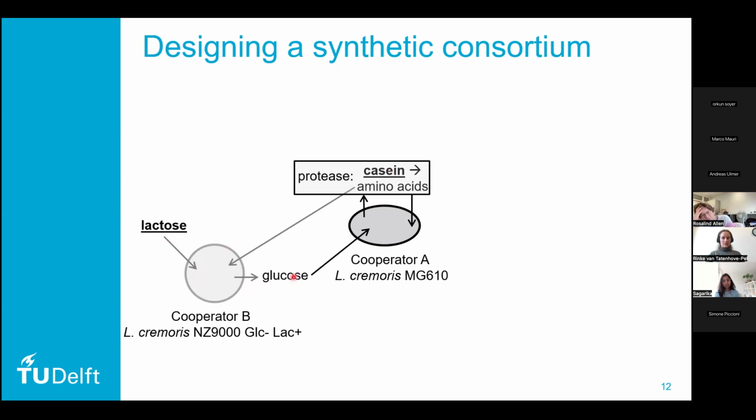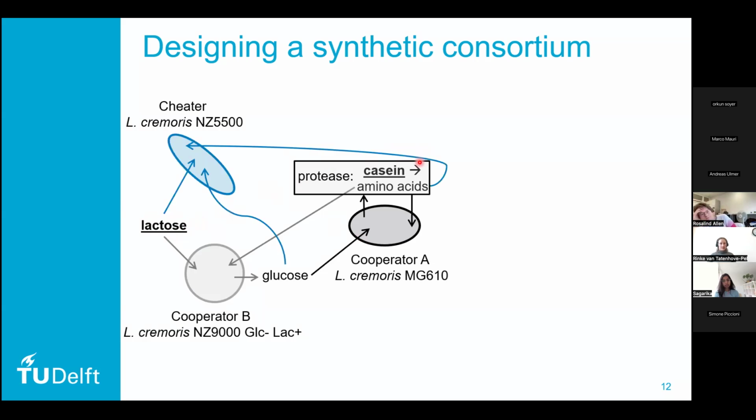So basically we now have a system where cooperator A depends on cooperator B for its carbon source, and where cooperator B depends on cooperator A for its nitrogen source. So they only grow well when they are together, if we add lactose and casein to the medium.